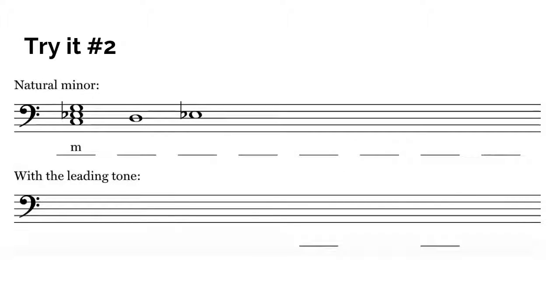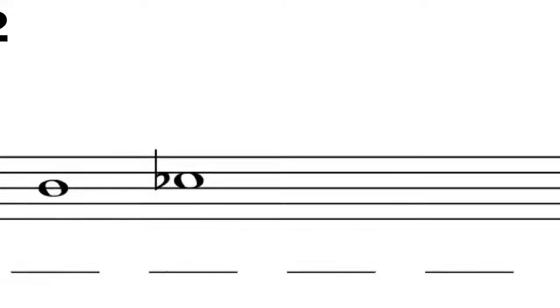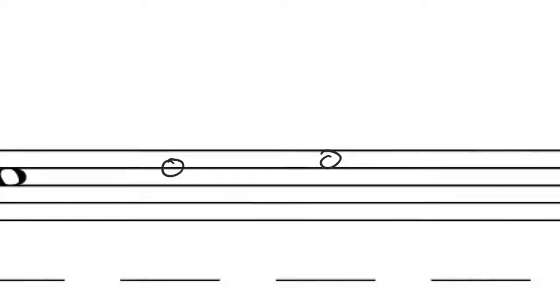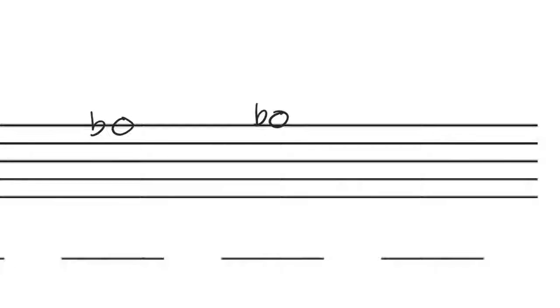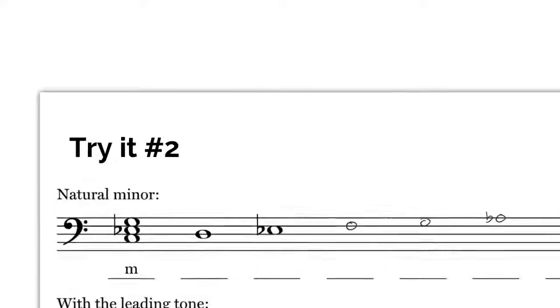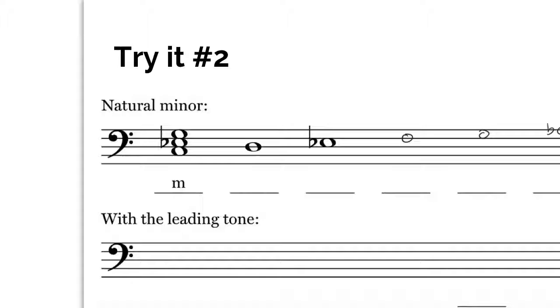All right, let's complete triad 2. As always, we just complete the scale. So we have E flat, we have an F, and then a G, and then an A flat, and then a B flat, and then a C. Okay, so let's complete the triads.